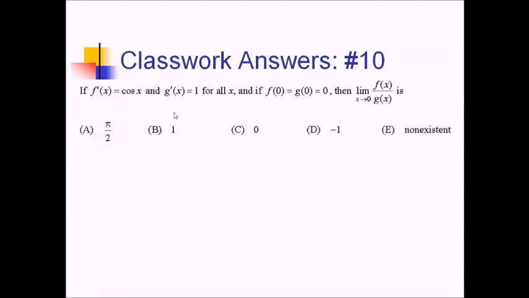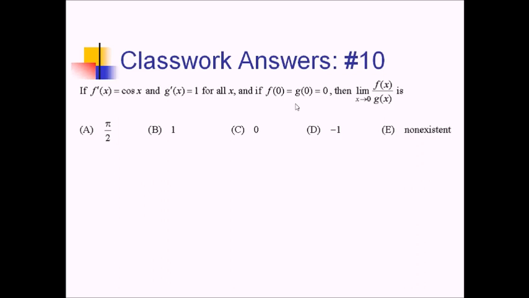For this problem, we're given the derivatives of f and g and some function values of f and g at 0, and asked to find the limit as x approaches 0 of f of x over g of x. So first we start by trying to take the limit of f of x and g of x. Now it's tempting to just go ahead and say, well, since f of 0 and g of 0 are both 0, we've got 0 over 0. Got to be careful though.